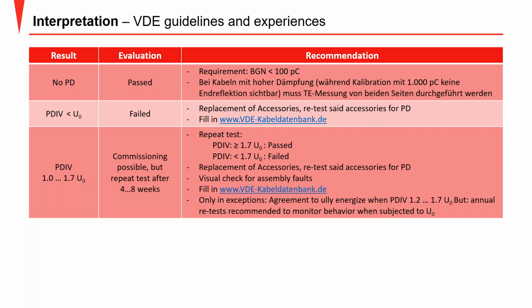And then you have this in-between state. Here, they pretty much say, well, you should come back in 1 or 2 months and do a repeat test. If that passes by showing no PD at 1.7 or higher, you're okay. If you have PD again, it's a failure and you need to take further steps.